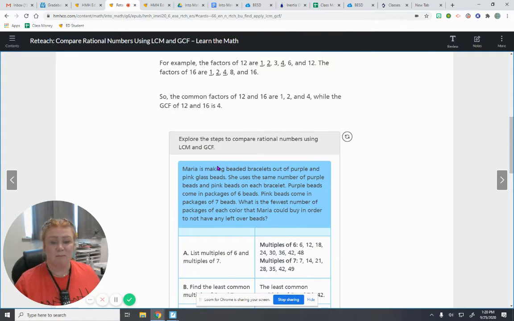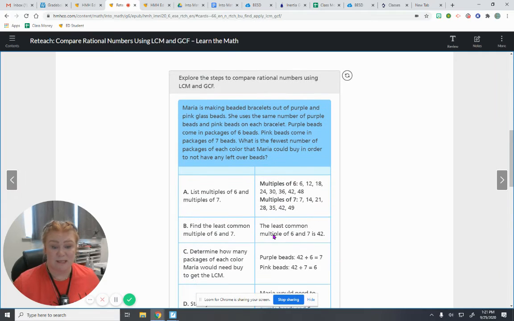So Maria is making beaded bracelets out of purple and pink glass beads. She uses the same number of purple beads and pink beads on each bracelet. Purple beads come in packages of 6, and pink beads come in packages of 7. What is the fewest number of packages of each color that Maria could buy to not have any leftover beads?